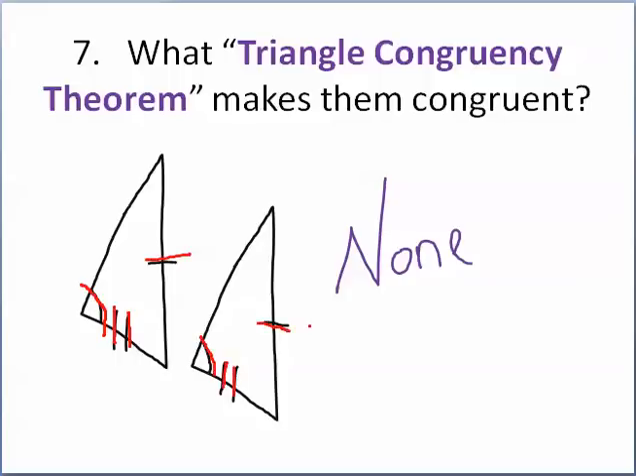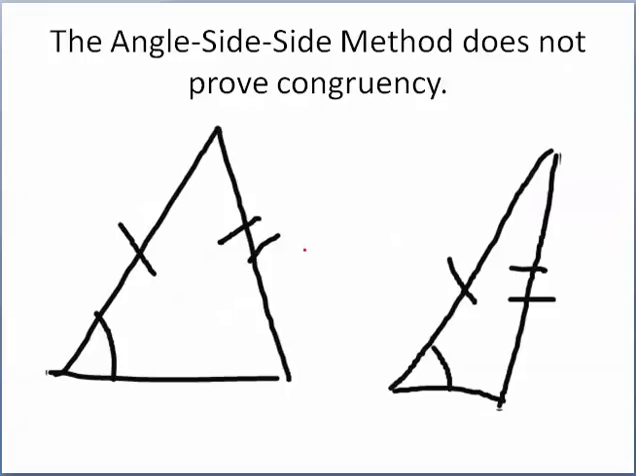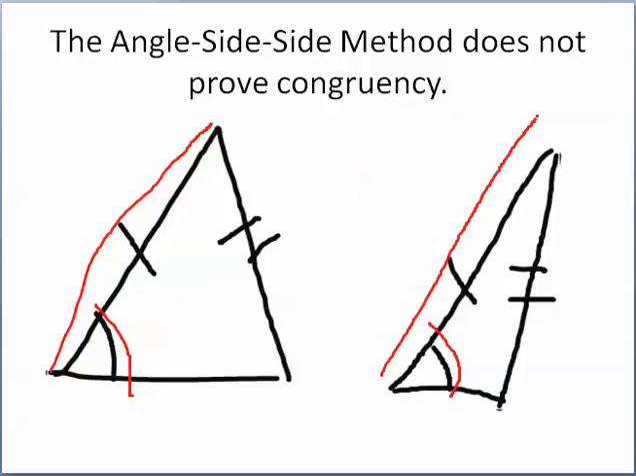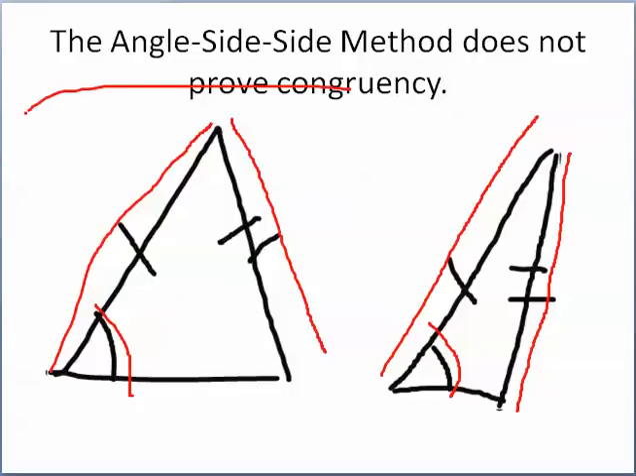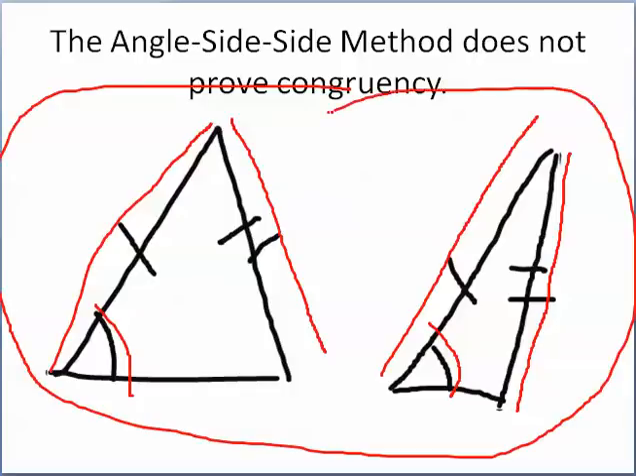Now, these two triangles do happen to be congruent. However, it doesn't prove that they're congruent if you go with the angle-side-side method, and here's why. If you have the angle-side-side method, this angle can be the same as this angle right here, and the length of this side right here can be the same as the length of that side right there. And the length of this side right here can be the same length as that side right here, but that doesn't mean that these two are congruent, because they are not.